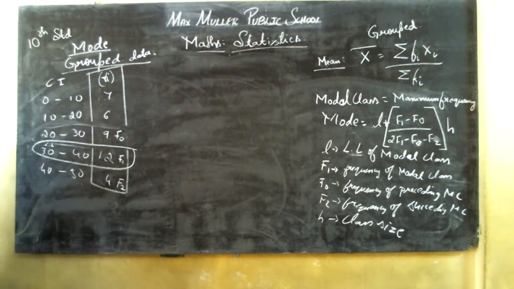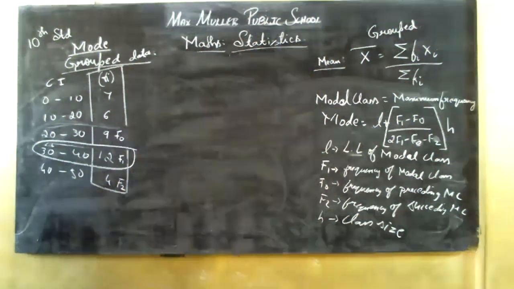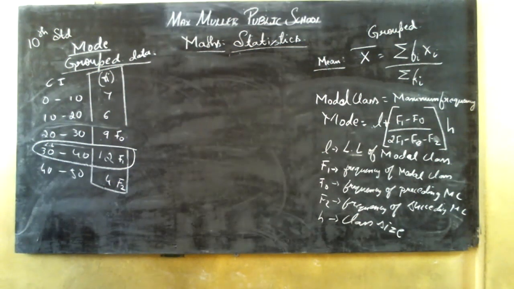The class size should be equal. Mode can also be found for unequal class sizes, but you do not have that topic in your syllabus. It is omitted. If you take mathematics as your study in the future, you will come to know how to find it for unequal class size. You will leave that topic.